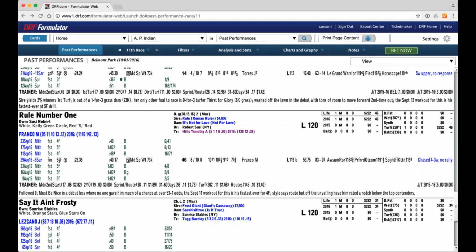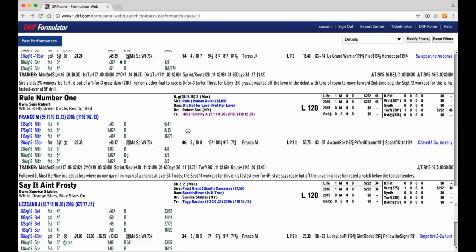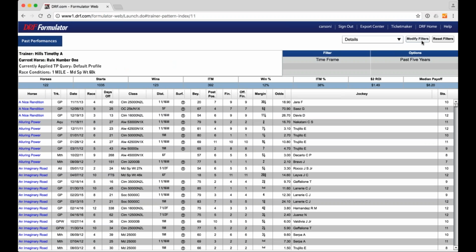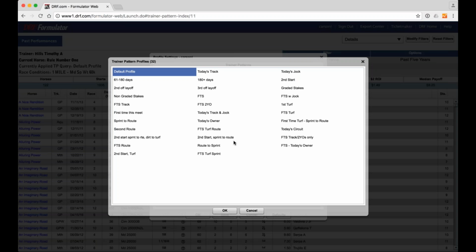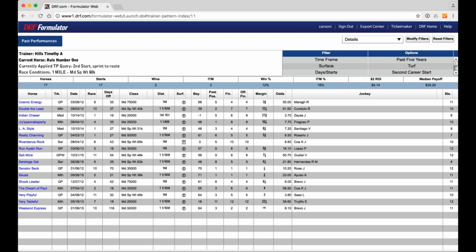Right. So 53-1 in the first start, not super exciting. That's right. So this is his second start, and he's going sprint to route. So I'm going to go into modify patterns here, and let's go into this pop out all profiles, so we can see all the profiles that I have. And here's one: second start sprint to route. Okay, so I'm going to choose that. And hey, look at the second start sprint to route.